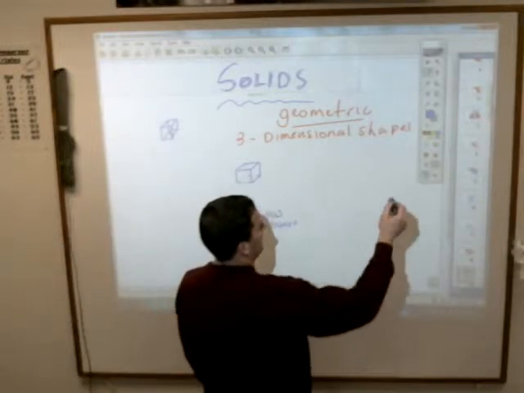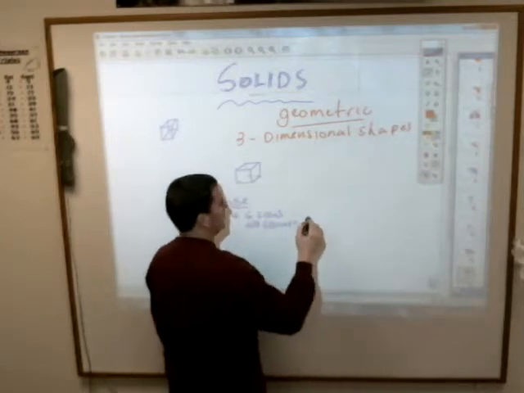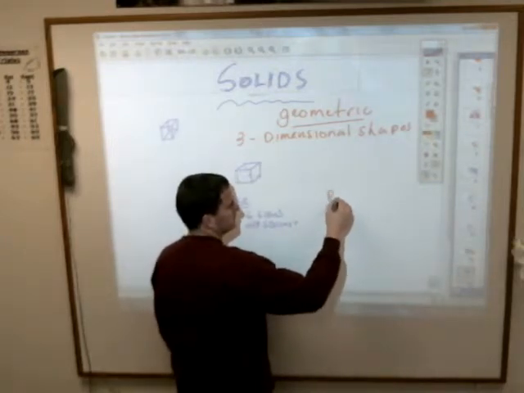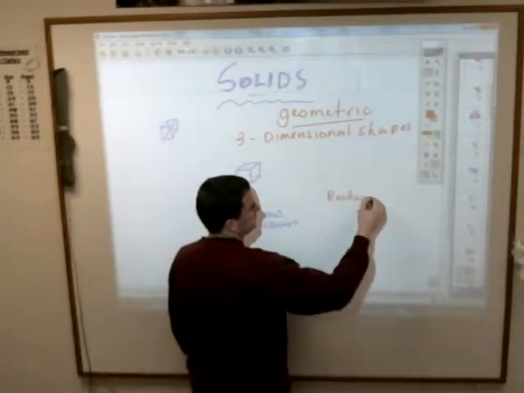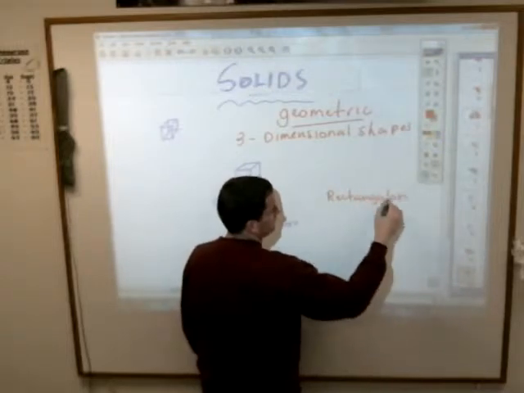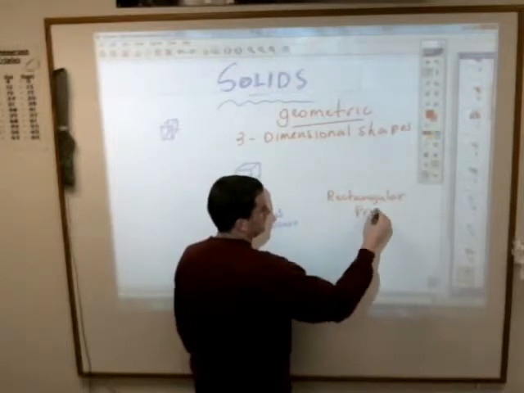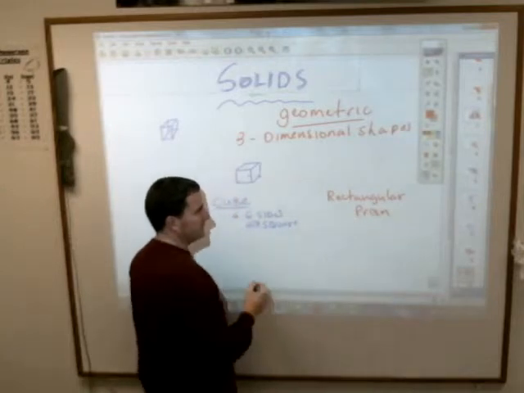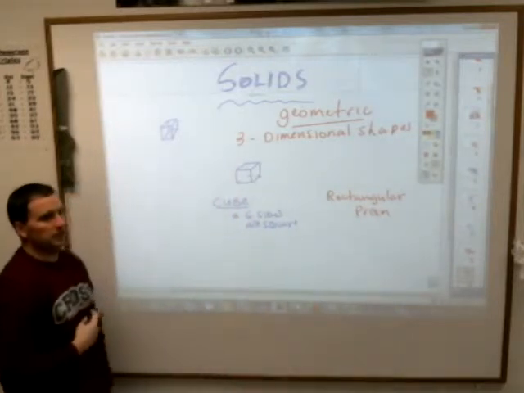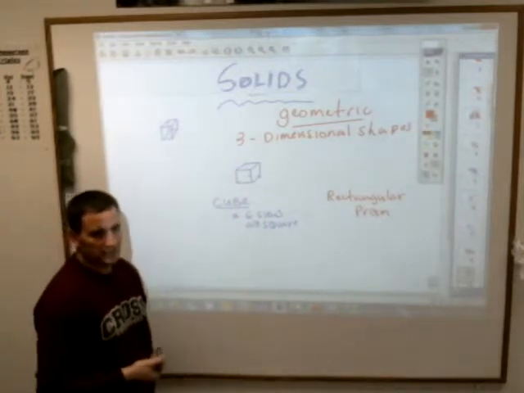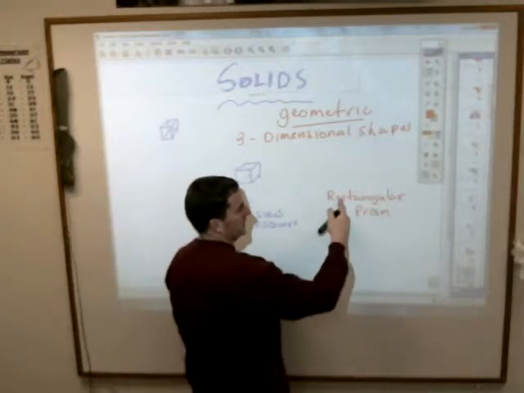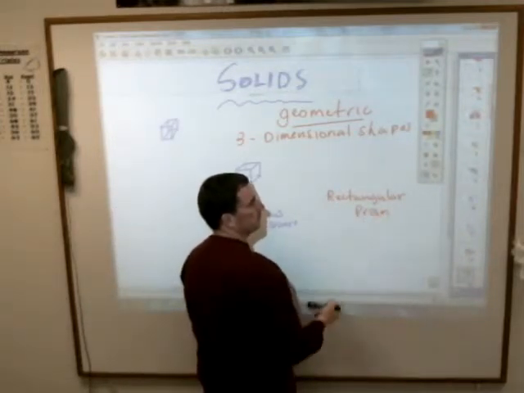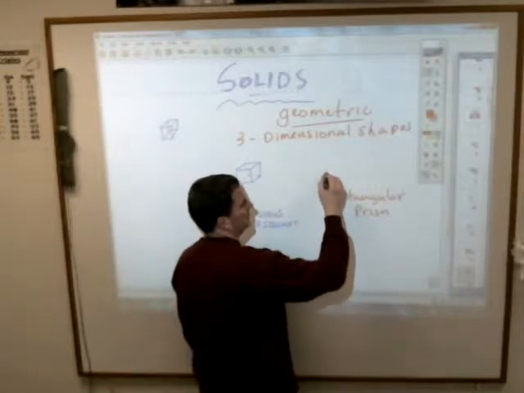The next one we talk about is a rectangular prism. And a rectangular prism is your generic box. That's all it is, a box. Okay, it has 6 sides all made up of rectangles. And again, you can draw it kind of like this.